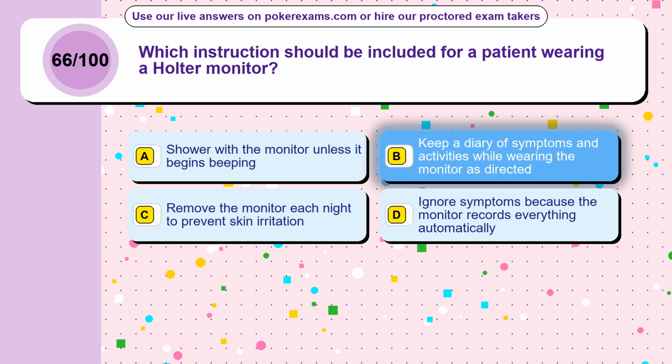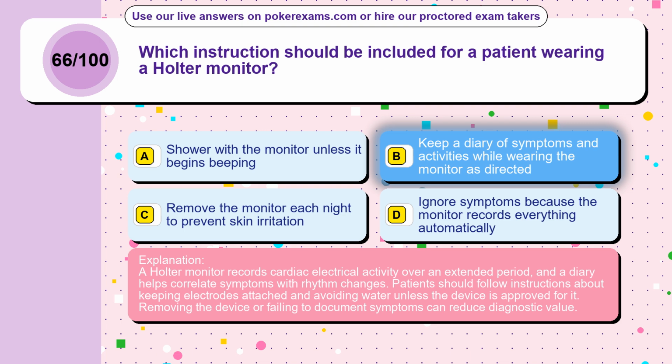The correct answer is option B. Keep a diary of symptoms and activities while wearing the monitor as directed. A Holter monitor records cardiac electrical activity over an extended period, and a diary helps correlate symptoms with rhythm changes. Patients should follow instructions about keeping electrodes attached and avoiding water unless the device is approved for it.